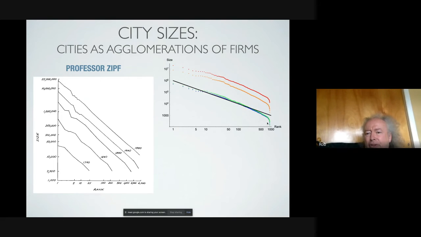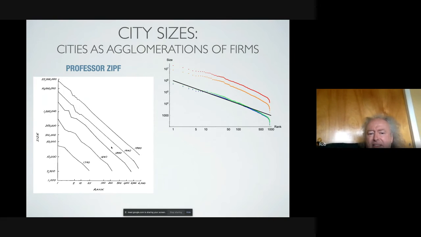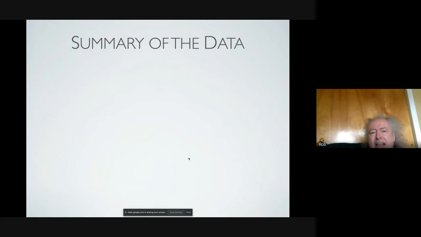Probably this is for the 900 micropolitan and metropolitan cities, basically every city in America with more than 25,000 workers, plotted here. Now, this is the ranks. This is the famous Zipf rank-size plot. You can just do it though as a conventional probability density function, and you're going to get that. Okay, summary of all these data.